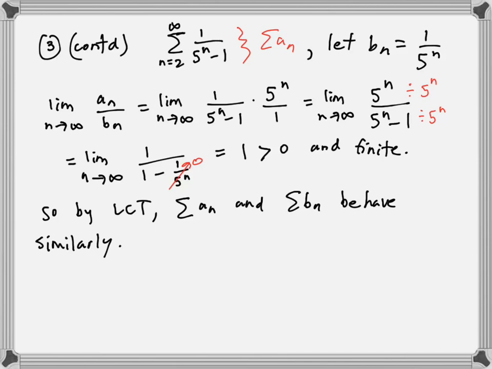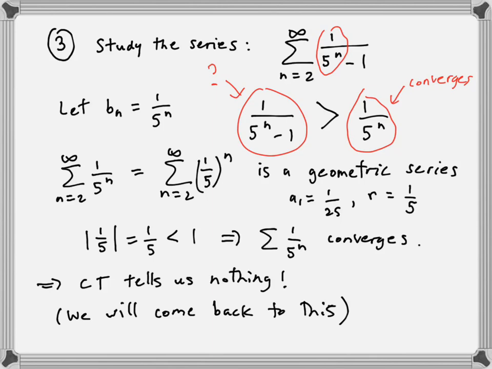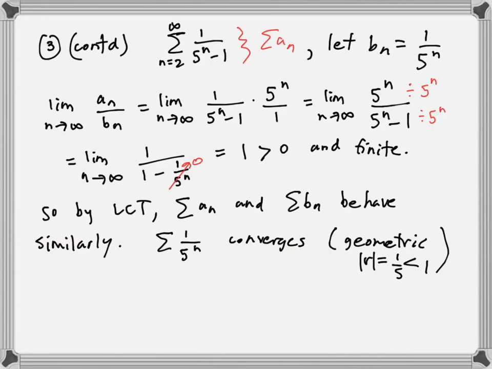Now, I'm not done yet, right? I still need to say what Bn does. But we already said that before. Let me just write it down. This guy converges. Remember, it is geometric with the ratio equal to 1/5. Come back here, and remember, we already said that it converged, okay? I'm just reusing the information we already did, okay?